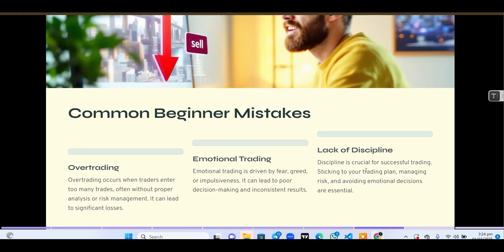Lack of discipline. Discipline is crucial for successful trading. Sticking to your trading plan, managing risk, and avoiding emotional decisions are essential. Please follow this, as it is very, very important.